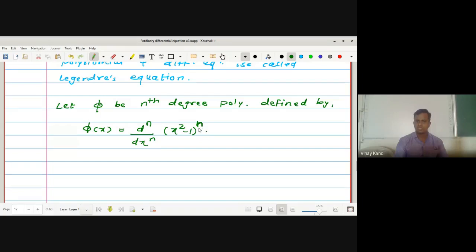Okay, this n is the multiplicity, the power of x square minus 1, and this n is the order of the derivative. Okay, nth derivative of x square minus 1 bracket raised to n. What is this n? Multiplicity of x square minus 1. Okay, don't confuse the two. So this is the nth degree polynomial.